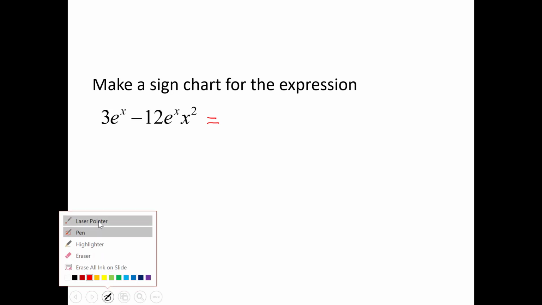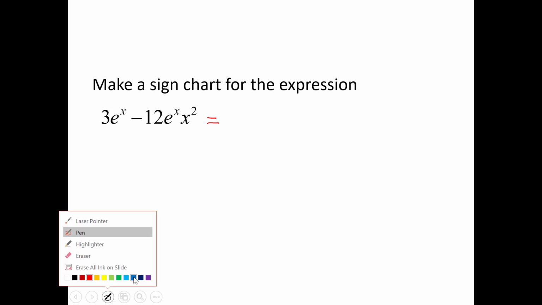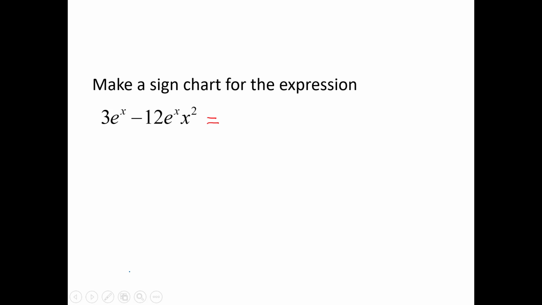When you have your expression written in factored form, it's easier to tell whether your whole expression will be positive or negative. How do we factor this? Well, they both have an e to the x. We always begin by factoring out the greatest common factor. And they also both have a factor of 3. So we can factor out a 3 e to the x. That leaves behind 1 minus x squared.